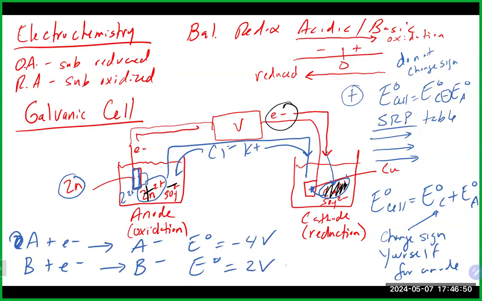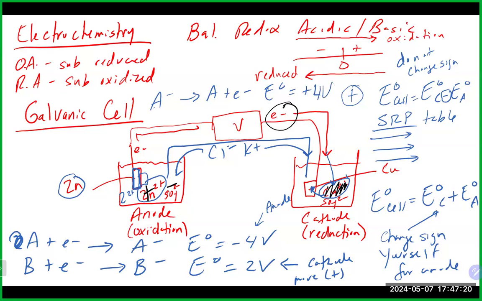So if we weren't given any other information other than we built a cell with A and B, we would choose this one as our cathode because it's more positive. And by default, that would mean that this one would be our anode. So again, if we were going to write the correct anode reaction, we would flip this around. And our E value would become positive 4 volts in this case. This is how you should write the E value for that reaction written as an oxidation reaction. You should give it the correct sign if you are quoting it.